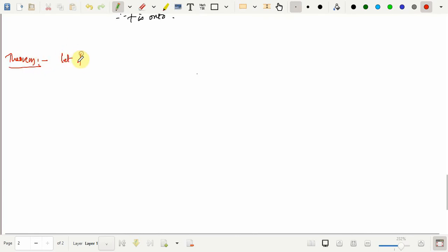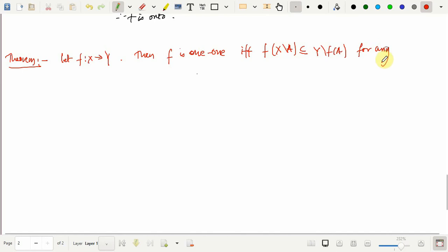Let f from X to Y be a map. Then f is 1-1 if and only if f of X difference A is contained in Y difference f of A for any subset A of X. Okay, so the proof for this is again similar.